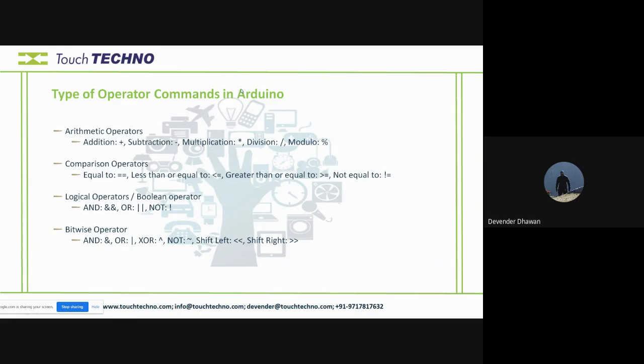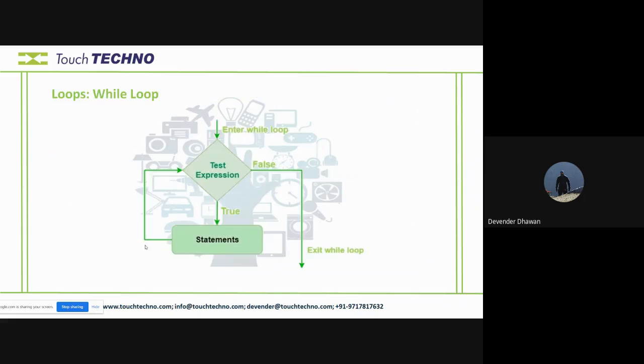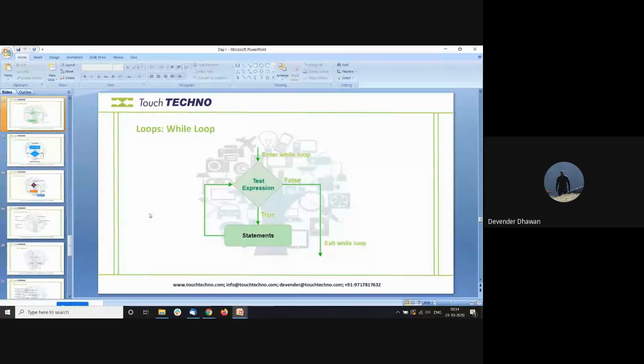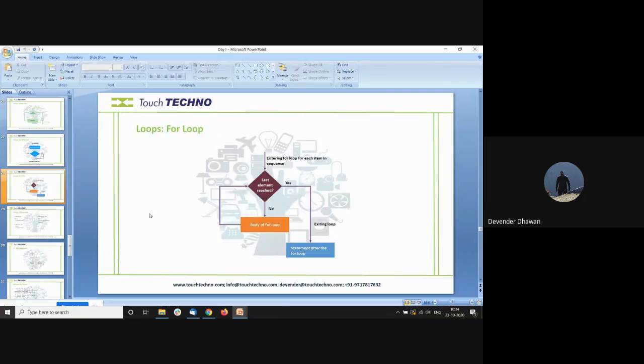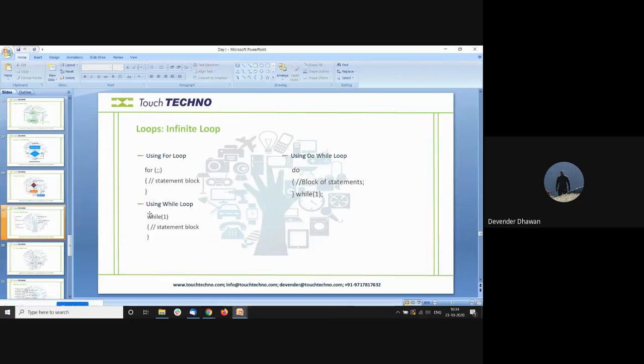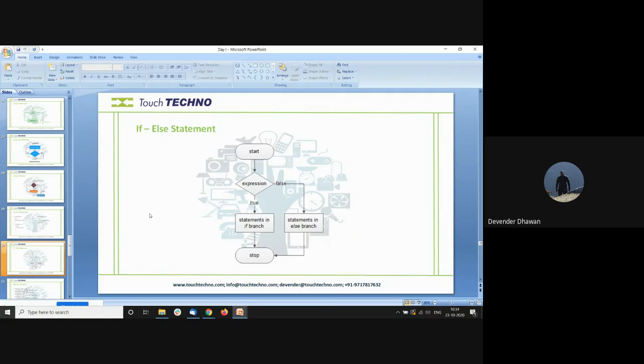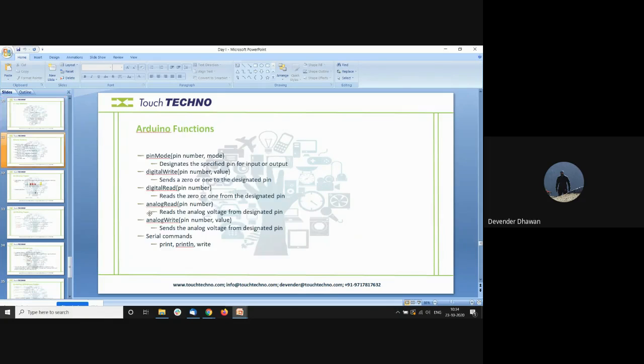Okay, so these are the commands that have been given here. Then we have some loops also, like the basic while loop, do while loop, and for loop. We can make infinite loops also using these loops. Then we have the if else statement, and then we have some functions that Arduino has, like commands you can say.